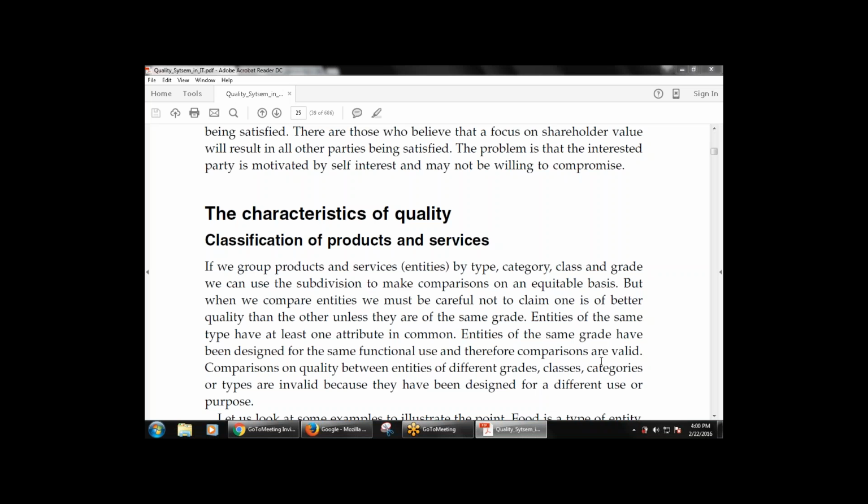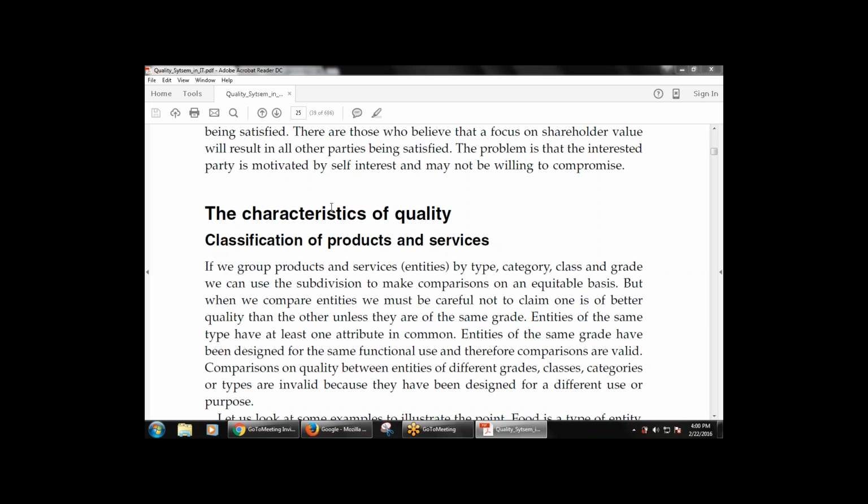Today I'm going to continue the same module, the quality systems in IT, that we started last week. We covered chapter number 1 and almost all of chapter number 2, which I discussed in the last class. Today I'm going to continue with chapter number 2 only, the basic concepts of quality. So let's start with the previous class session, what we covered in the last class.